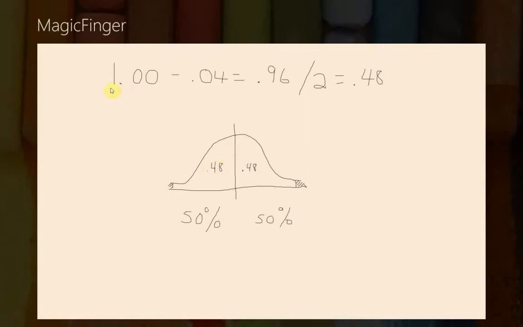Or you can do it this way: 1 is 100%, so 100% minus 4% basically equals 96%. So we're looking for a 96% in the table. But because the z-stats are always based on one half or the other, I divide that by 2, and I come up with 0.48. And 0.48 is our key number.